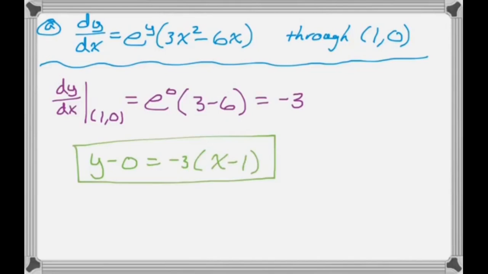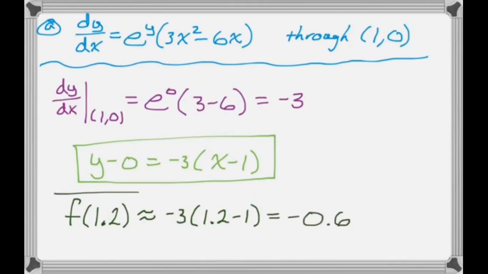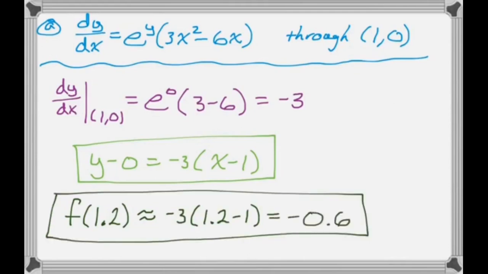And then I'm told to approximate f of 1.2. So that's not very hard to do. What I'm guessing is they want to see an approximately equal to sign. Maybe so that you show them that you know you need to do that. So f of 1.2 is approximately negative 3 times 1.2 minus 1, which you could stop at, or you could go with negative 0.6. So 0.2 times negative 3.